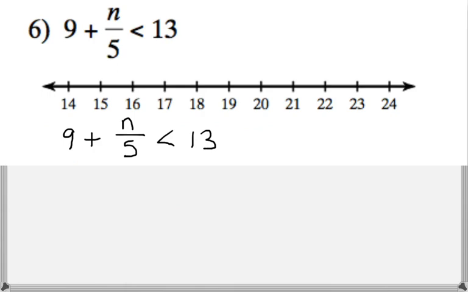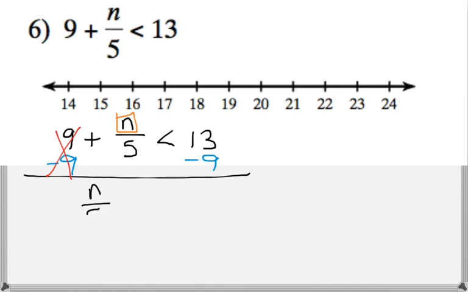Here we have 9 plus n divided by 5 is less than 13. So we need to get n by itself. We first need to send that 9 to the other side. So we undo a positive 9 with subtraction. 9 minus 9 gives us a 0, leaving us with n over 5, is less than 13 minus 9 gives us 4.